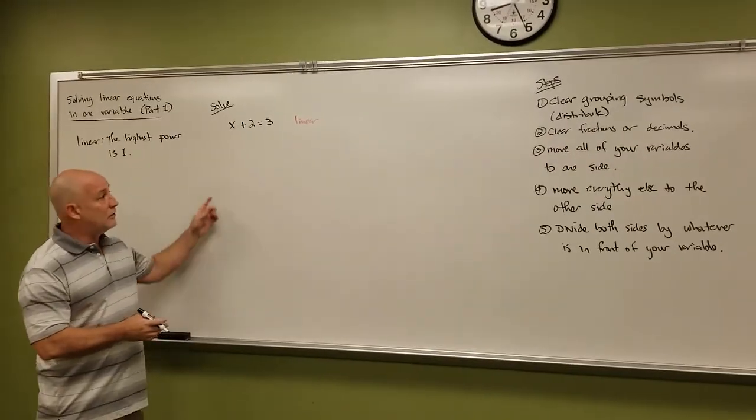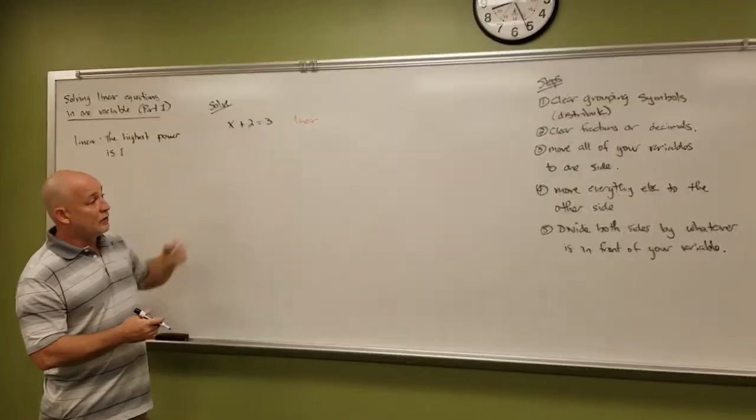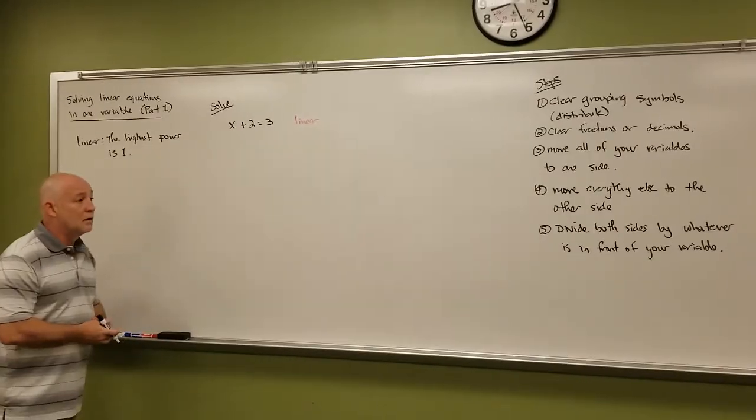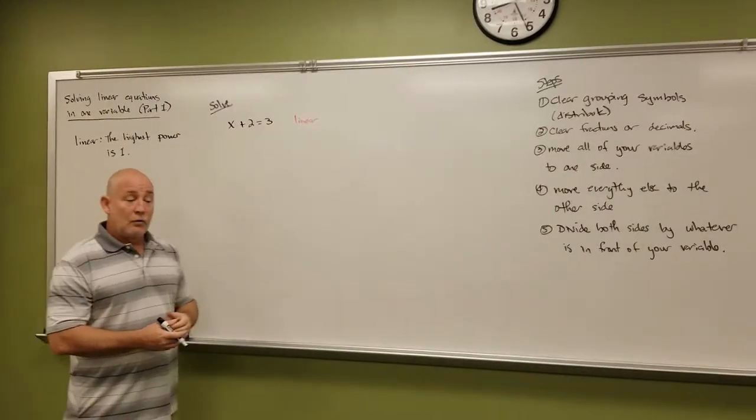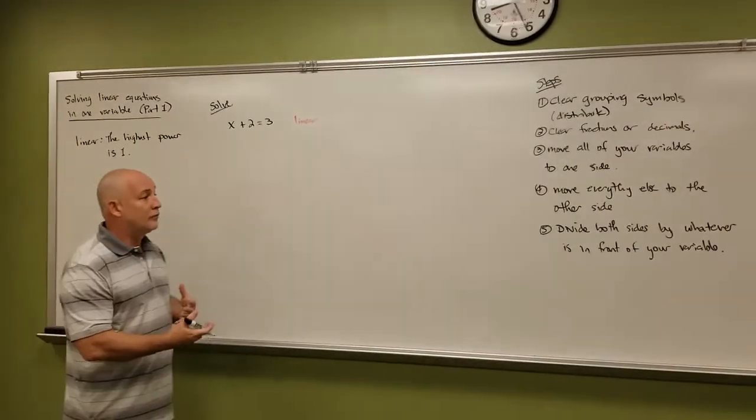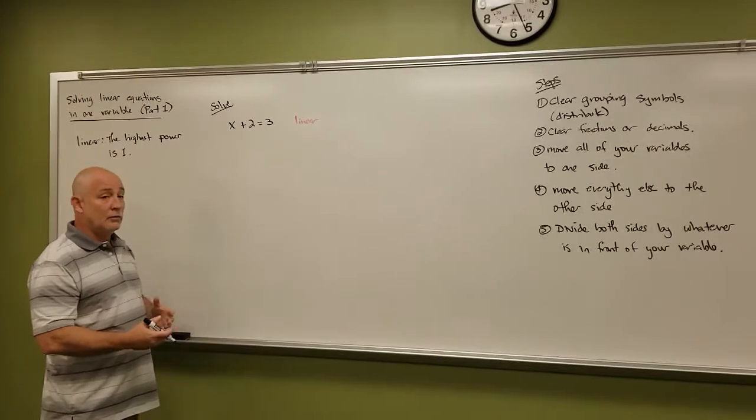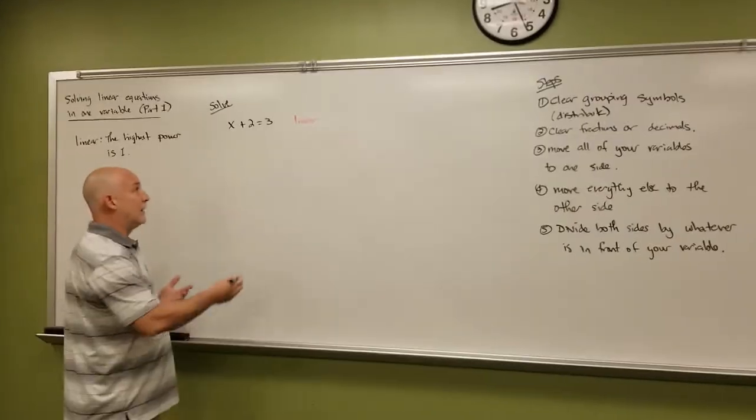Again, I haven't showed you how to do that yet, but we don't have any fractions or decimals anyway, so that step is already done. All right, step 3 and 4 is going to have us moving stuff around. So the first thing says move all your variables to one side. So what do I mean by that? Well, let's take a look at this.